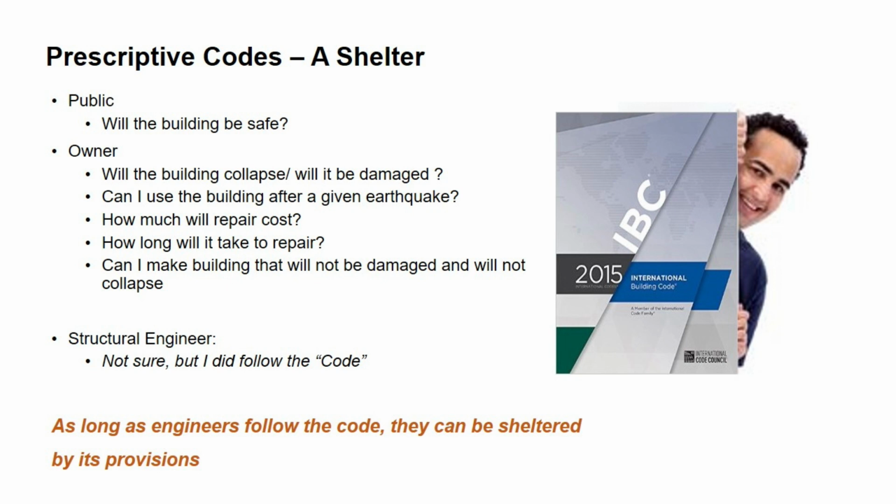Structural engineers are not in a position to explicitly answer these questions. The maximum they can say is that I have followed the building code, and the building code implicitly ensures that the structure will be safe. As long as you follow the building code, you will be legally protected by the clauses of that code. This is the maximum you can answer. You cannot explicitly answer all of these questions which the owner or public demands from us.